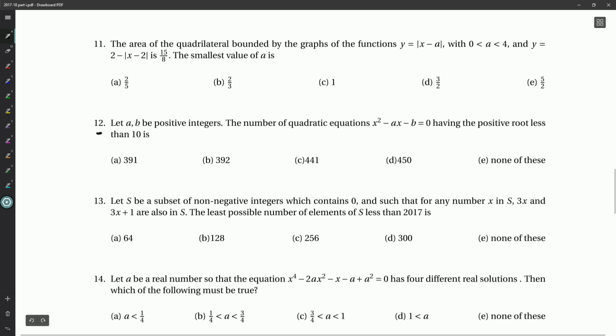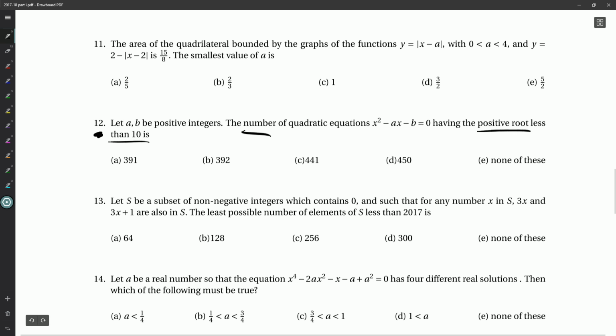Root Beer here, looking at question 12 on our 2017 Part 1 of the Alberta Math Contest. Let a and b be positive integers. The number of quadratic equations, x squared minus ax minus b equals 0, having the positive root less than 10 is... Okay. So they're pretty confident we're going to get positive roots, and that should make sense.